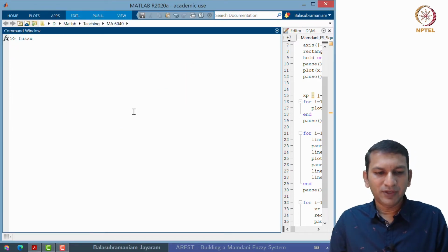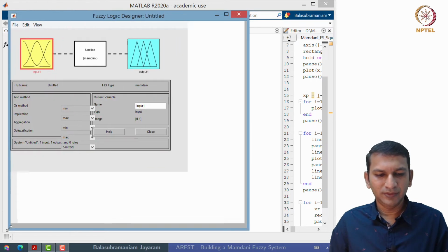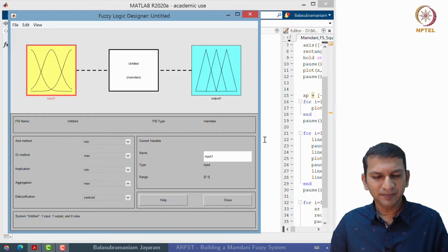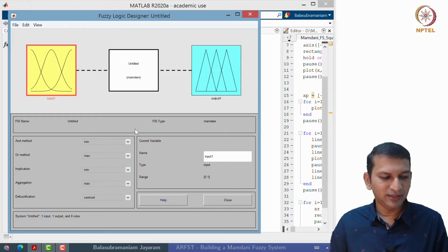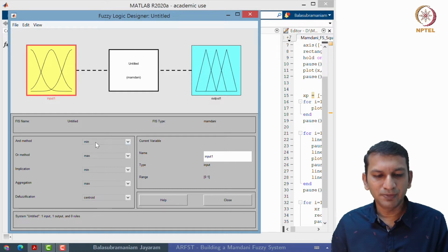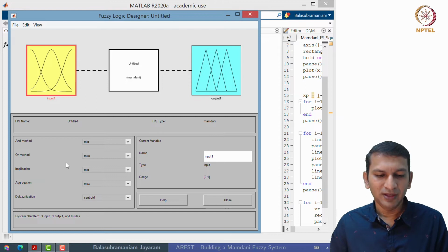So if you type in the term fuzzy in Matlab, what you would get is this window. A few things can be seen here. So these are the parts which specify the different operations that we are going to use. So as was mentioned, this AND method and OR method together, they specify the matching function that we are going to use. If it is min and max, then essentially it is the ZS matching function.